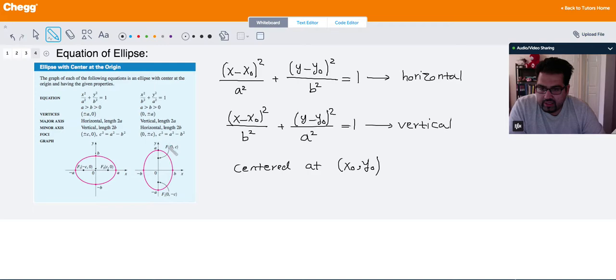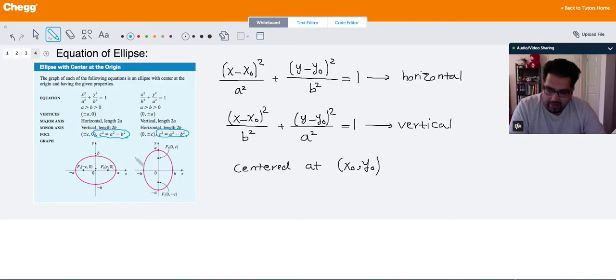There is a relationship between a and b and the position of the foci, which is determined by the number c, and that relationship is c squared equals a squared minus b squared, no matter whether it's horizontal or vertical. If we have a and b, which we are usually given either by the equation or extra information that the problem gives us, we can determine the value of c, and based on that we can locate the foci points on the major axis.